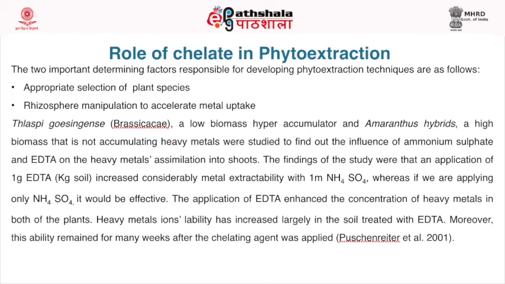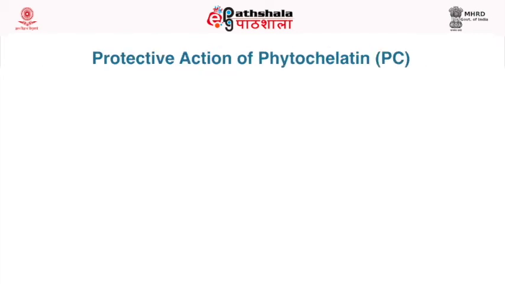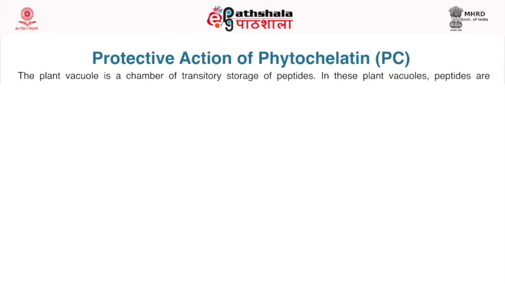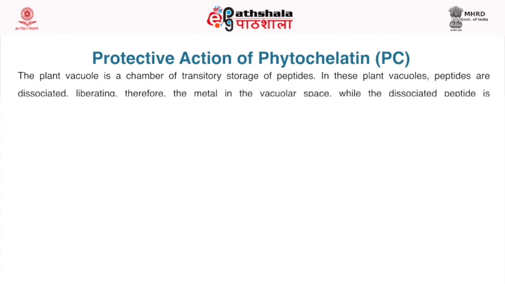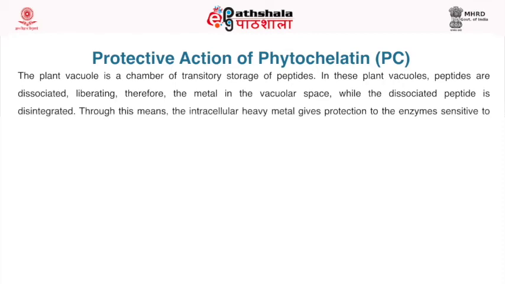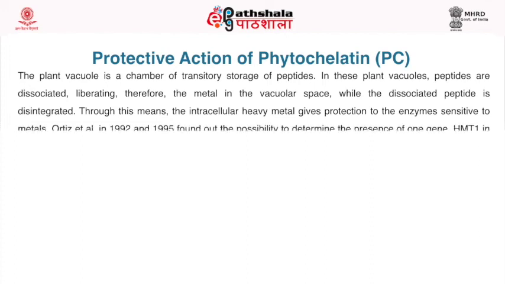Protective action of phytochelatins. The plant vacuole is a chamber of transitory storage of peptides. In these plant vacuoles, peptides are dissociated, liberating the metal in the vacuole space, while the dissociated peptide is disintegrated. Through this means, the intracellular heavy metal gives protection to the enzymes sensitive to metals.